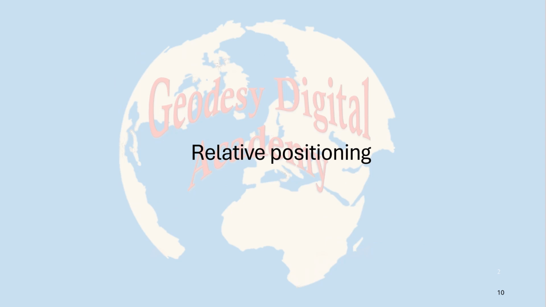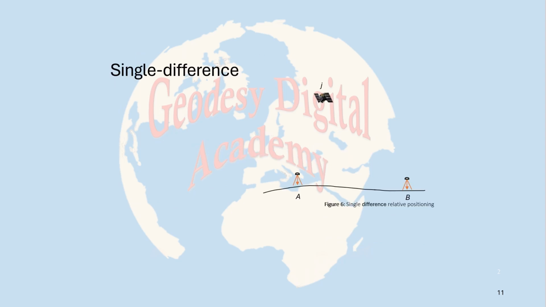Relative positioning can be done in three different ways. The first one is called single difference. In single difference, the goal is to determine the coordinates of the point B with respect to the point A. It means that the point A is a known point and point B is unknown, and we want to determine its coordinates.